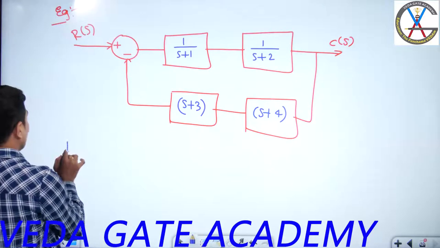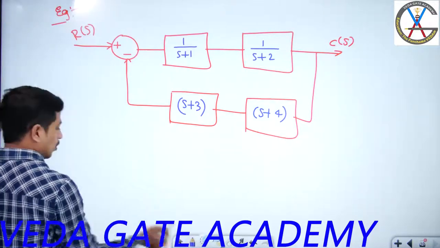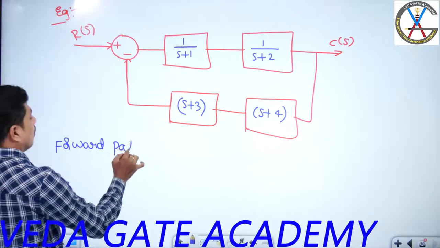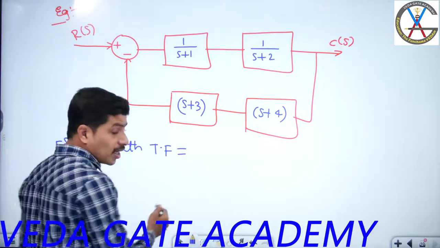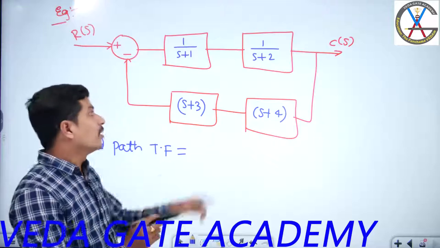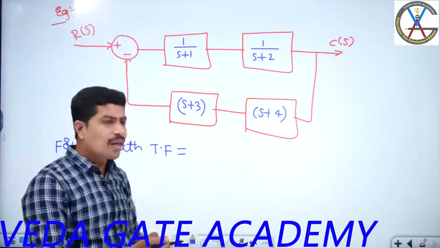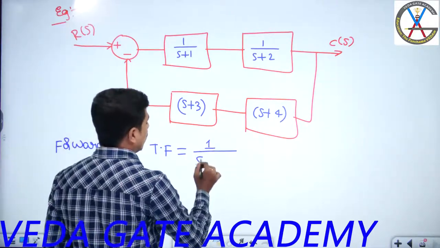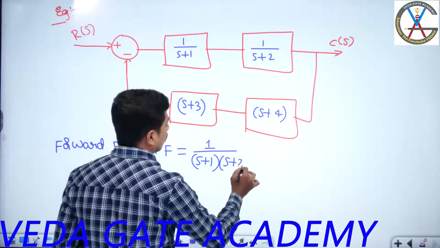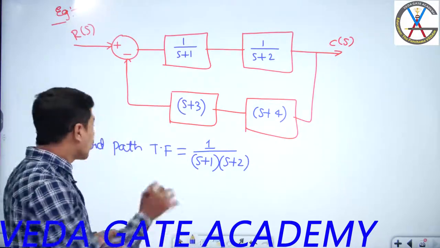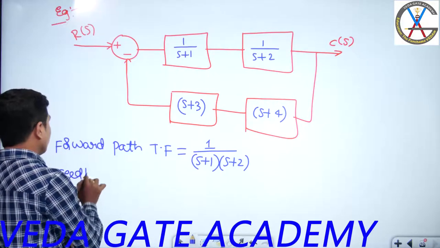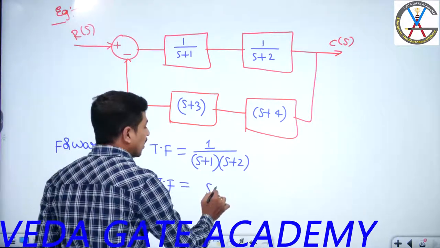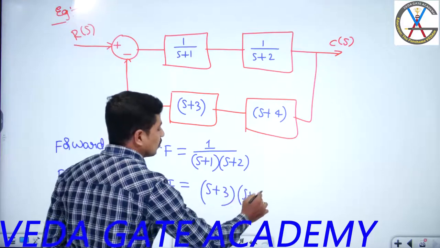First one is, what is the forward path transfer function? Tell me, in the forward path, what do we have? We have 1 by s plus 1 and 1 by s plus 2. We know that two blocks connected in cascade will be directly multiplied. That is 1 by s plus 1 into s plus 2. What is the feedback path transfer function? Feedback path transfer function is equal to s plus 3 into s plus 4.